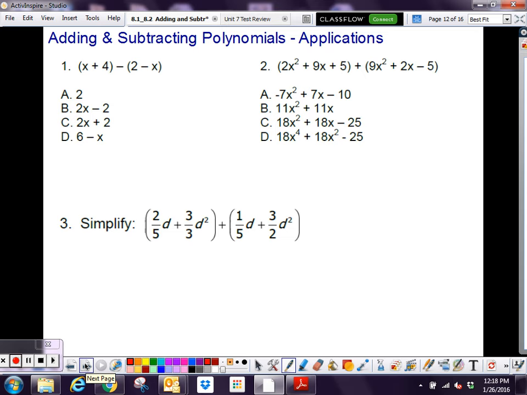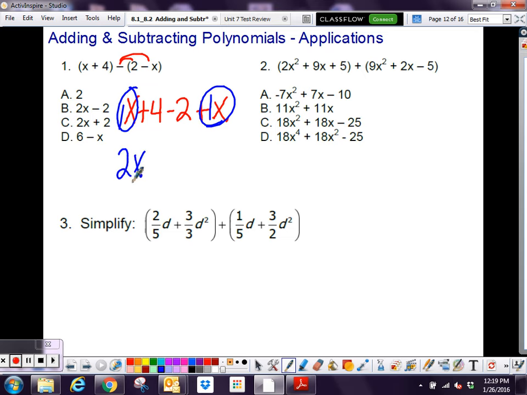So here we go. I've got x plus 4 minus 2 minus x. I'm going to distribute that minus sign. So I have x plus 4 minus 2 plus x. We're going to combine our like terms. So I have an x plus an x. How many x's do we have? We have 2, so that's 2x. And then I have 4 minus 2, which gets me 2. So our answer here is 2x plus 2.